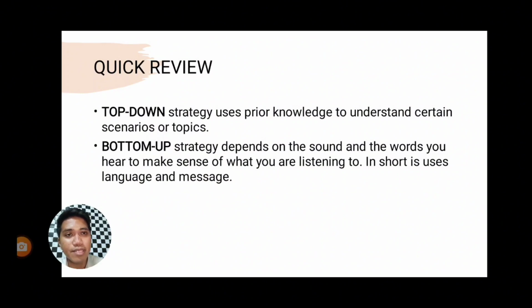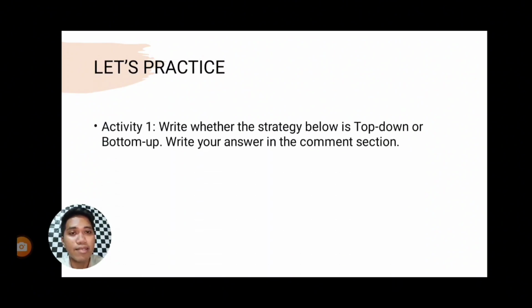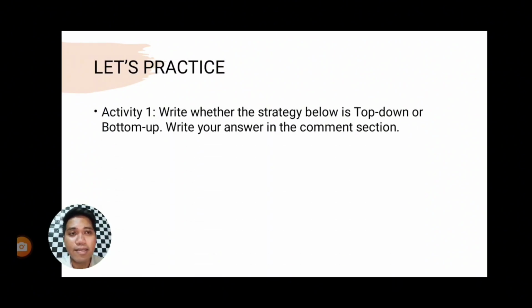So let's practice what you have understood. So get a one half sheet of paper crosswise. Yes, one half sheet of paper crosswise, and try to answer this one. Grab a pen or ball pen. Just pause if you want. Activity 1, write whether the strategy below is a top down or bottom up. Write your answer in the comment section. Make sure to comment your answer in the comment section. Write activity 1.